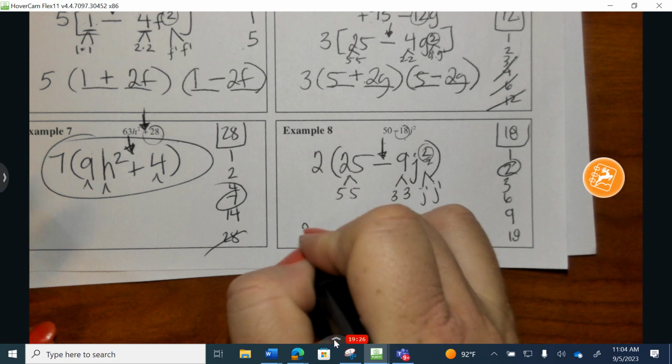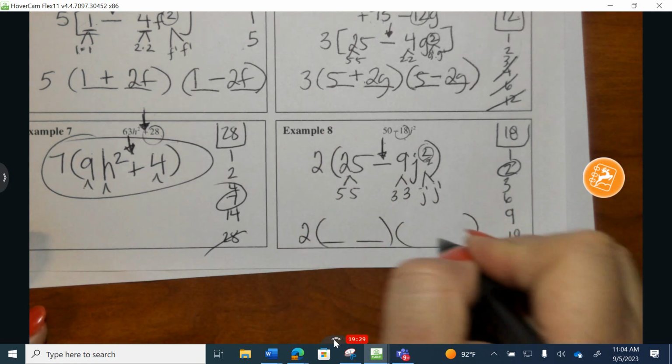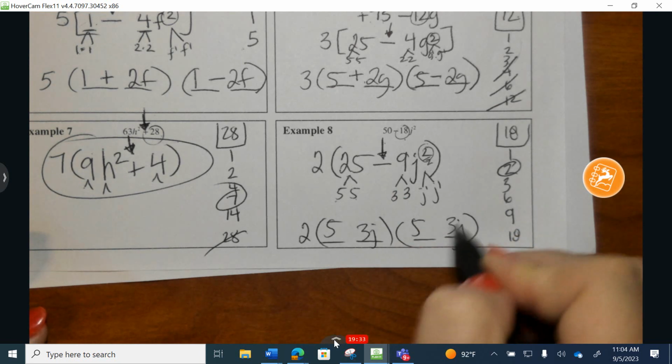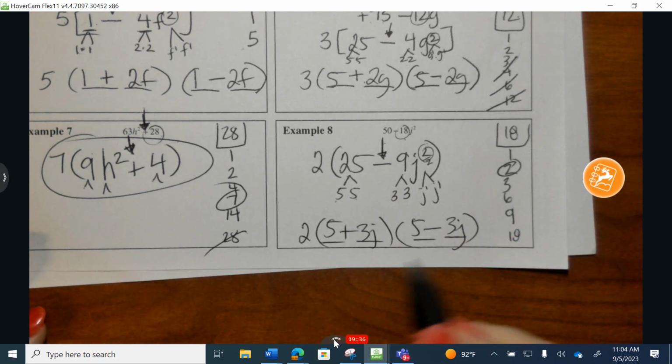Before we turn our paper over, let's go ahead and factor this. 5's come from the front, 3 j's come from the back, 1 is positive, 1 is negative. It doesn't matter which positive and which one is negative. Flip to the back, please.